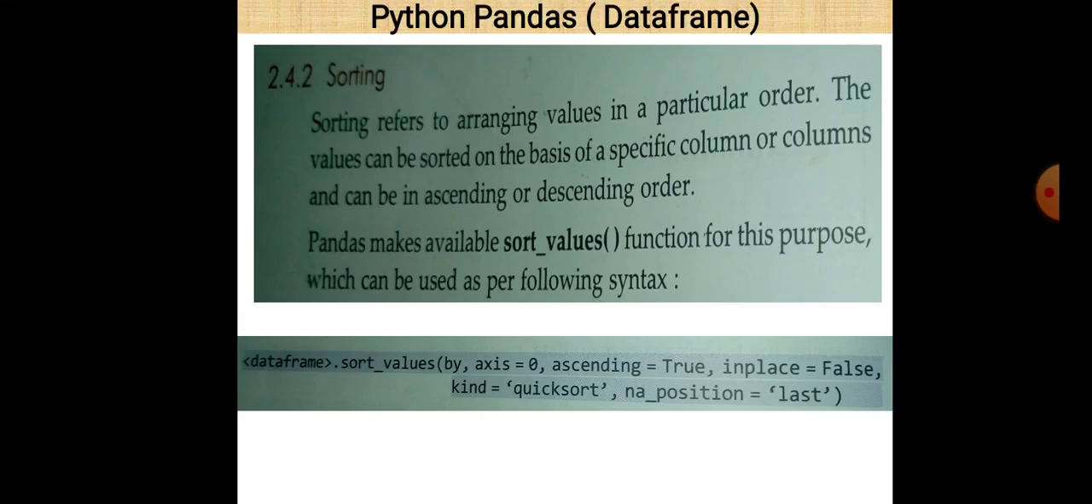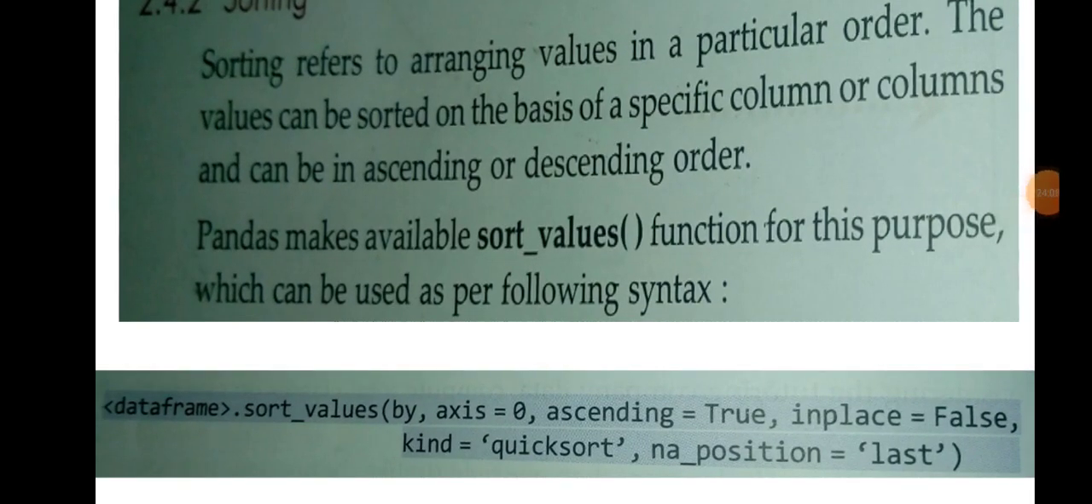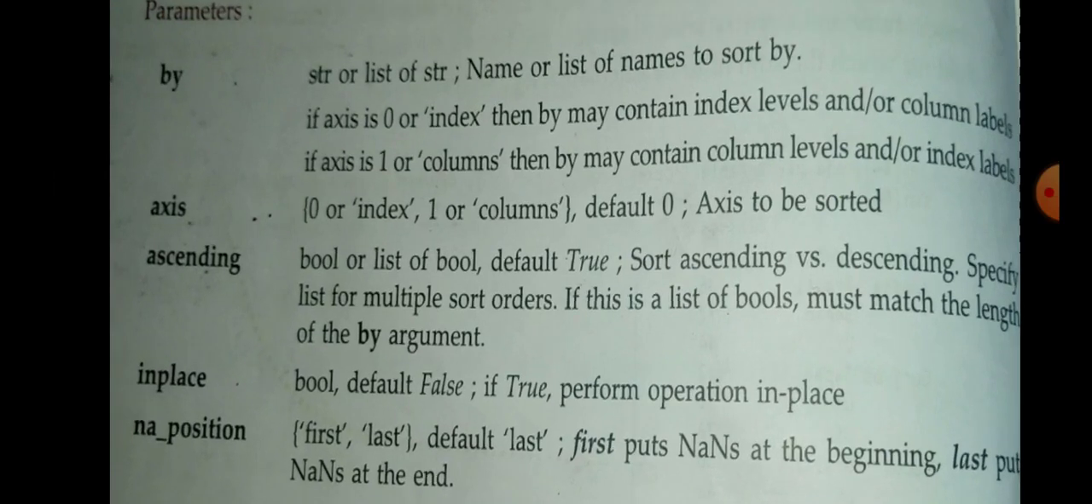Now let us take a quick revision of all the concepts we learned in this lecture. First of all, sorting. For sorting, there is a function named sort_values, and we have to give different parameters here. The essential parameter is the name of the column. By default axis is equal to 0. By default data will be sorted in ascending order, and inplace is by default false, and if it is true, it performs the operation in place, which means your original data will be changed. And na_position is by default last, which means all NaN values will appear last.